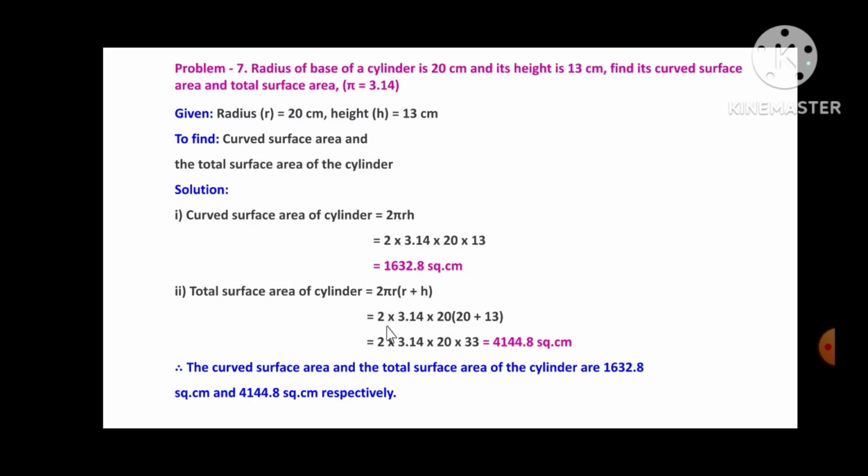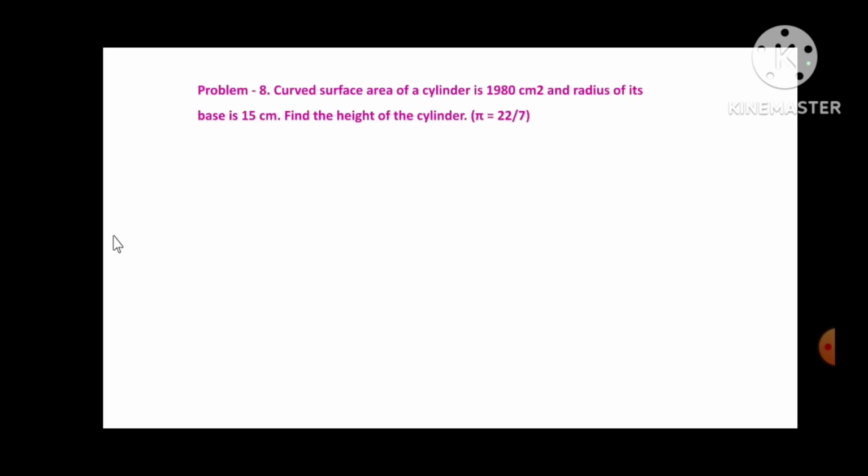Now the total surface area of the cylinder is equal to 2 pi r into bracket r plus h. Now again put the values: 2 into 3.14 into 20 into bracket 20 plus 13. So 2 into 3.14 into 20 into 33 leads to 4144.8 square centimeter. So friends, here the curved surface area and the total surface area of the cylinder are 1632.8 square centimeter and 4144.8 square centimeter respectively.